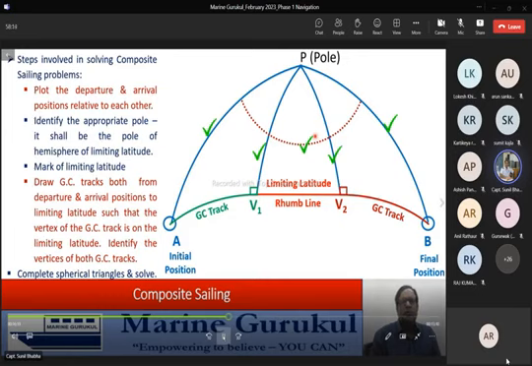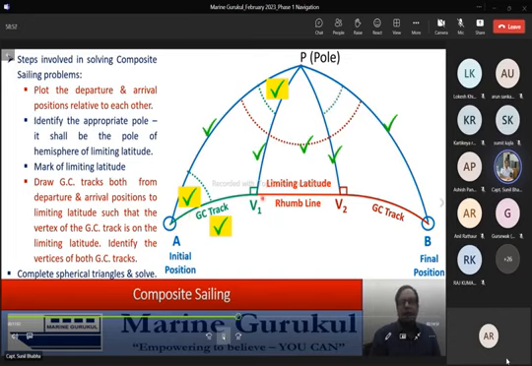Now, having identified the parts which we may know, we can use Napier's rule to calculate which other parts. Let us mark them also. We can calculate this angle. This will be the D long between A and V1. So knowing the longitude of A, we can use this D long and get the longitude of V1, whose latitude is already known to us. Then we can solve for this angle at A, and this angle shall help us in getting the initial course of this GC track AV1. We can also solve for this side AV1, and this shall be the GC distance between A and V1.